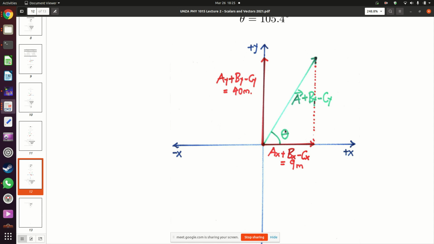That's why I have only shown one angle there, which is theta, because the angle of the triangle is the same as the angle of the vector from the positive x-axis. Is this clear?